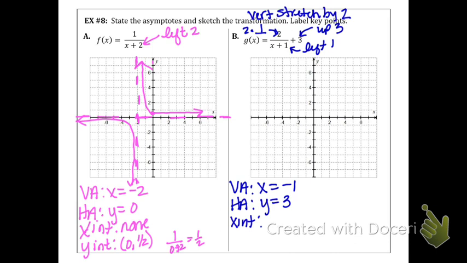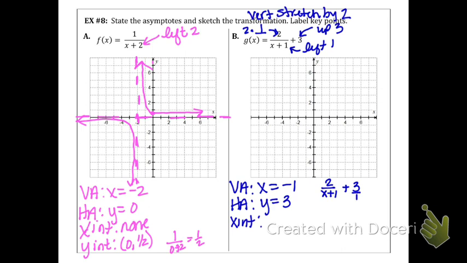My x-intercept, now I'm going to have to work a little bit more on this one, okay? Because it is those individual factors in the numerator. It's where my numerator is going to equal 0. But right now, my function is 2 over x plus 1 plus 3. I'm going to have to get a common denominator here.